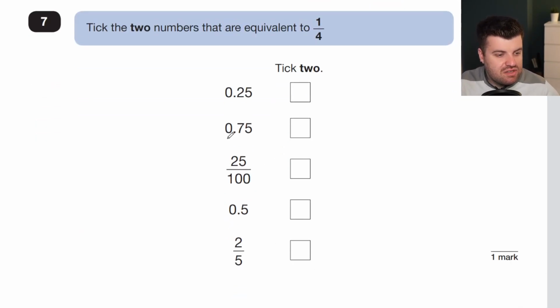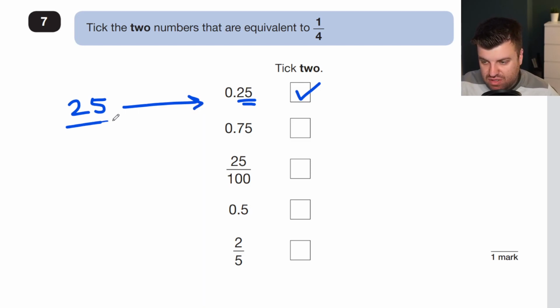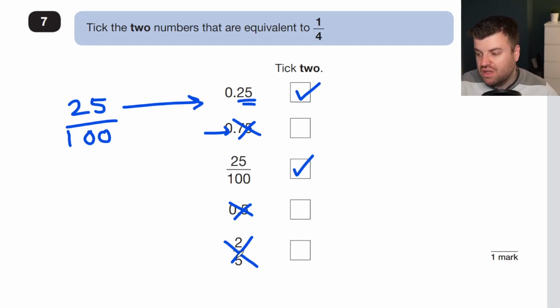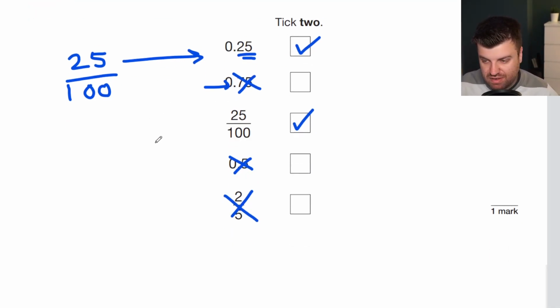Question 7, tick the 2 numbers that are equivalent to 1/4. We just have to know these facts. It really is as simple as that. 0.25 is equivalent to 1/4. Because we know 0.25 is equivalent to 1/4, we also know that that is the equivalent to 25 hundredths if we're really competent with our fractions, decimals, and percentages. So we can tick this box as well. This is 3/4, nonsense. This is a half. This is nothing. 2/5, that's just 0.4. Doesn't make any sense to this question whatsoever.